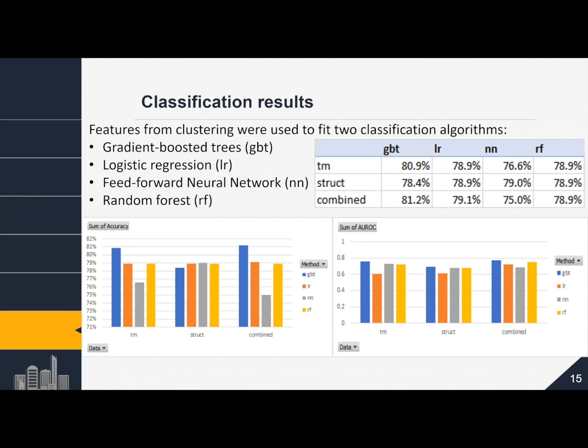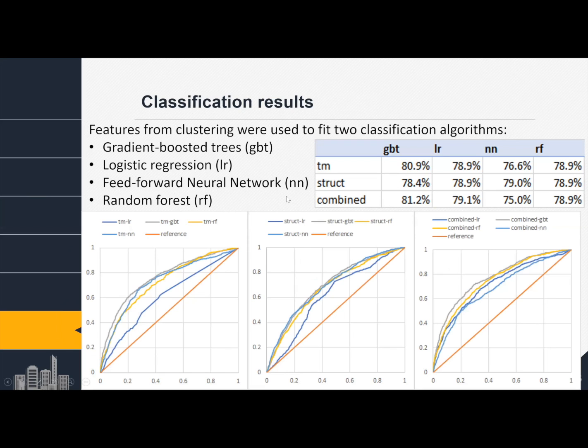For the prediction, we use 4 algorithms. First is gradient boosted trees. Second is logistic regression. Third is feed-forward neural network. Fourth is random forest. From the results, we see the gradient boosted trees have the highest prediction accuracy. Only using the clinical notes, we achieve about 81% accuracy. And if we only use the structured data, there is 78% accuracy. And when you combine these 2 sources, it's 81.2% accuracy.